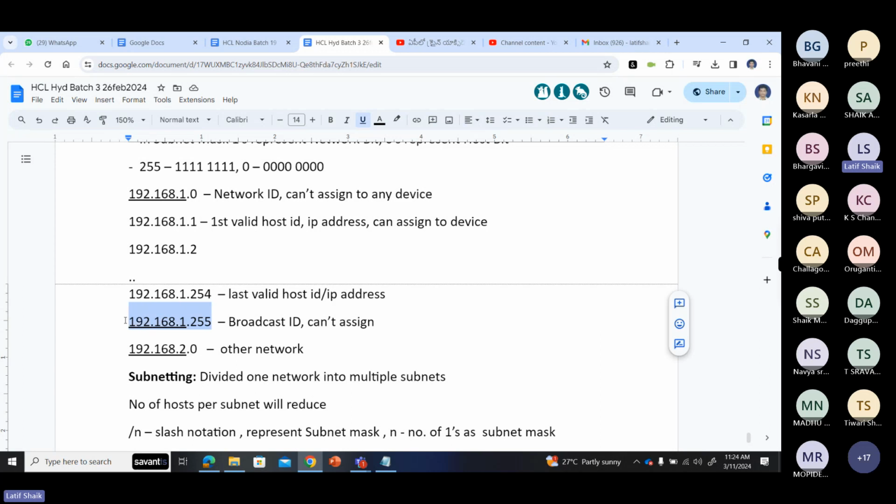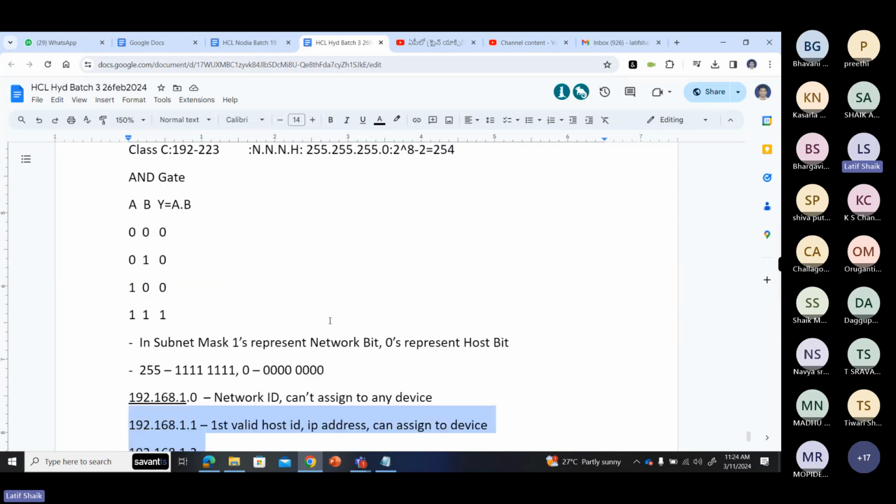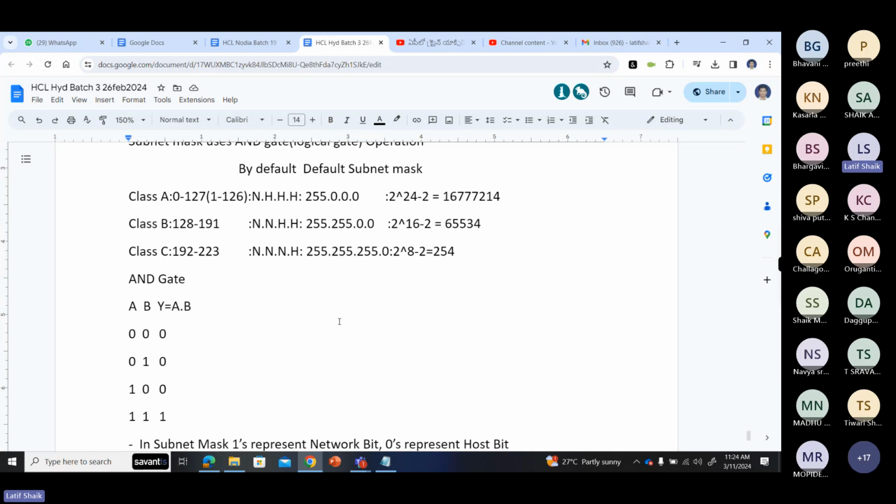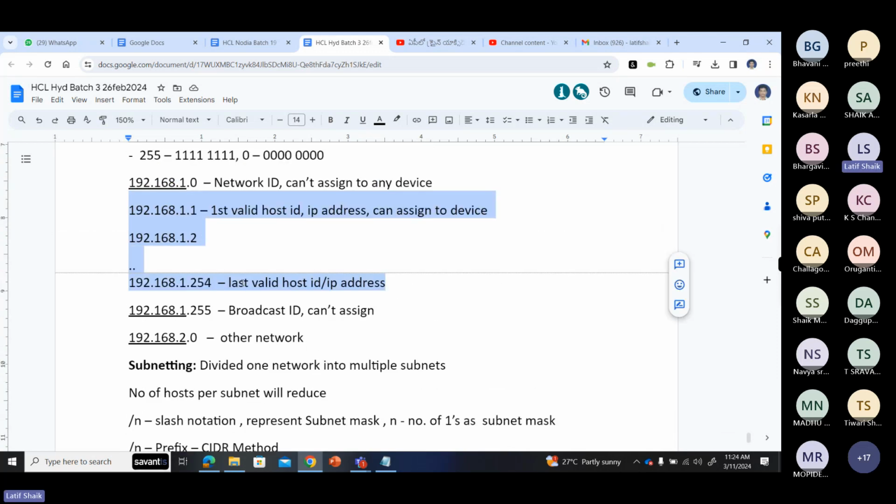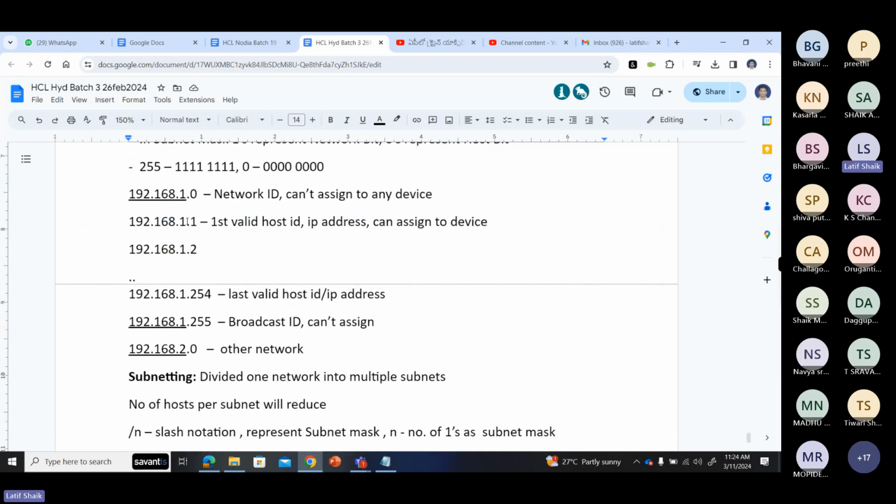This last one is called the broadcast ID. This one also we can't assign to any device. So we can assign from here to here, so 1 to 254. Because it's a class C, it's simple to write. Class B is very big to write. Okay, so class C is simple to understand and write. If you see this one in a class C, from 1 to 254 IP addresses we are getting.